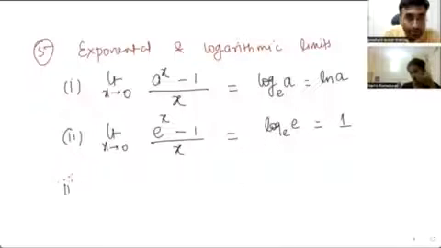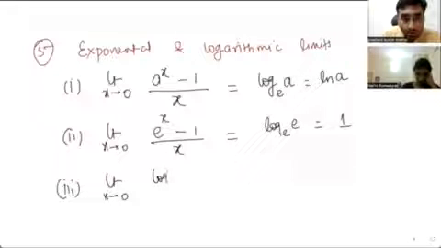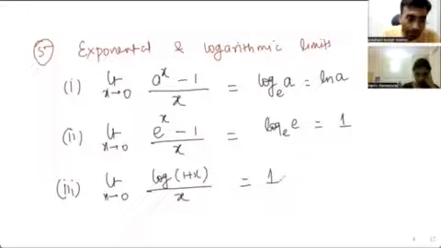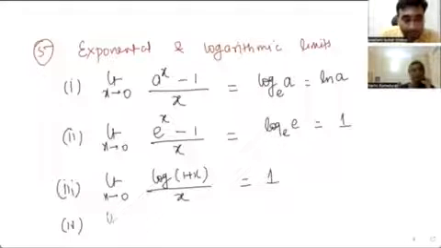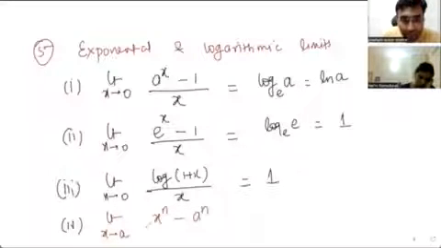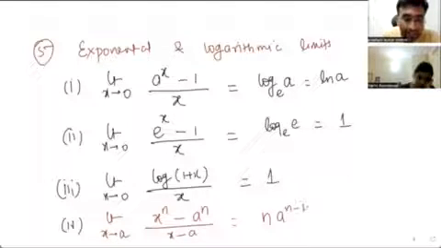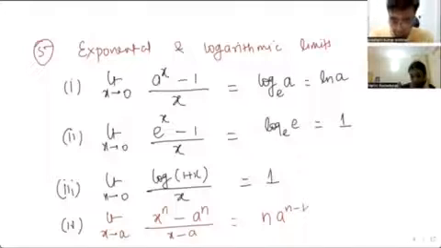Now, the third one. In the case of the third one, the limit x tends to 0, log of 1 plus x over x equals 1. Okay, now the fourth one. In case of the fourth one, we can write limit x tends to a, x raised to the power n minus a raised to the power n over x minus a, the mostly used limit, equals n a raised to n minus 1.